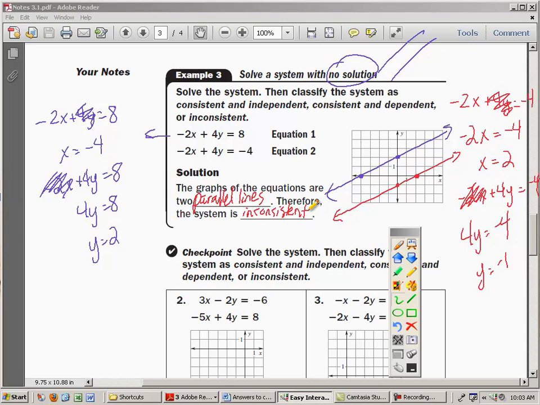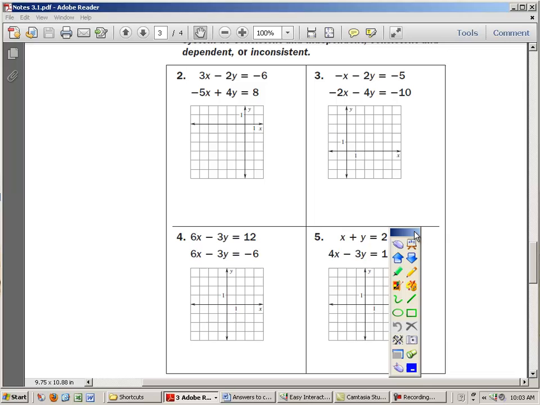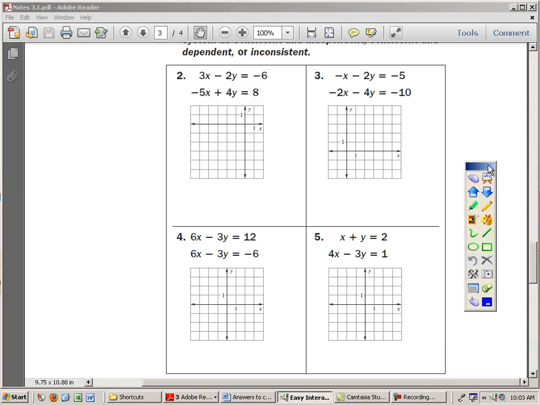All right. So there are a number of checkpoint problems down below here, and we're going to take a look at a few of them, but why don't you do just 2, 3, and 4. 5 is a little bit redundant. It's another example, but it's not necessary. So just skip 5 for now. Go ahead and run through 2, 3, and 4, and then we'll take a look at your solutions in just a moment.